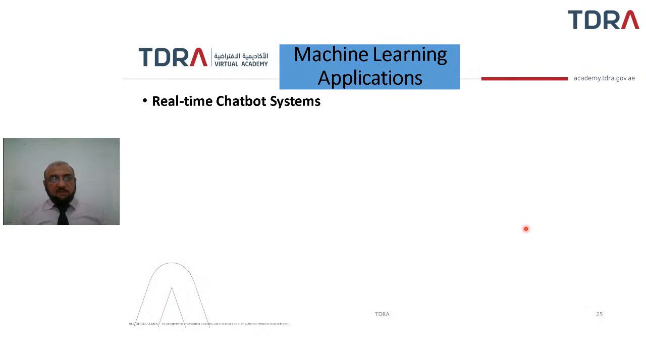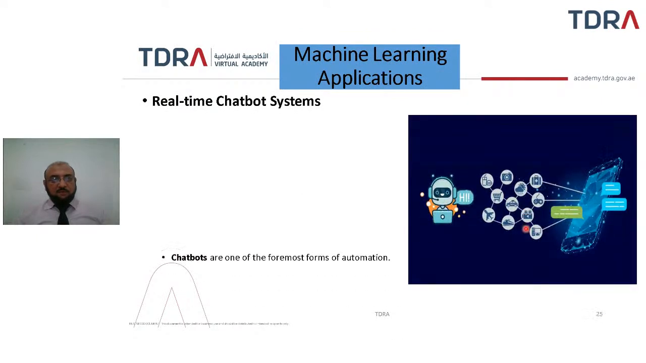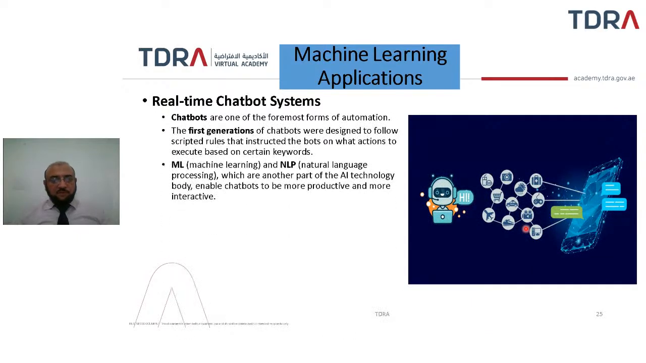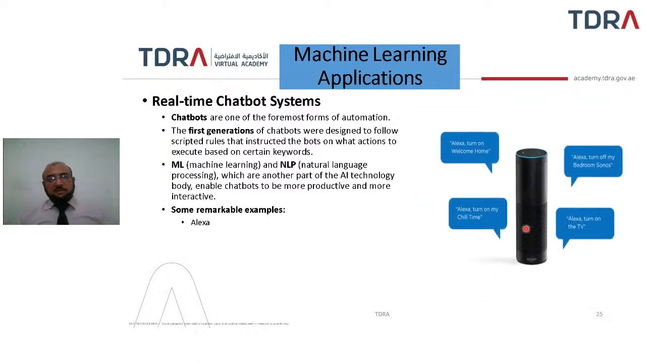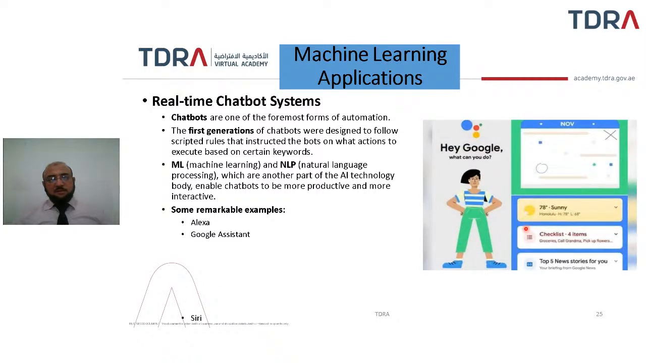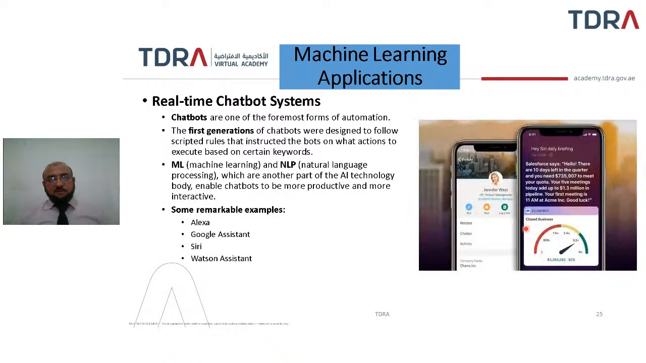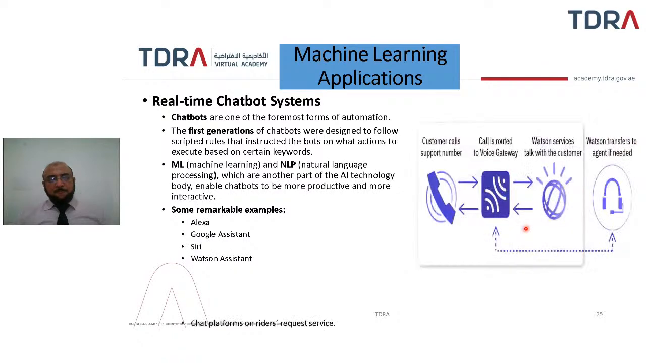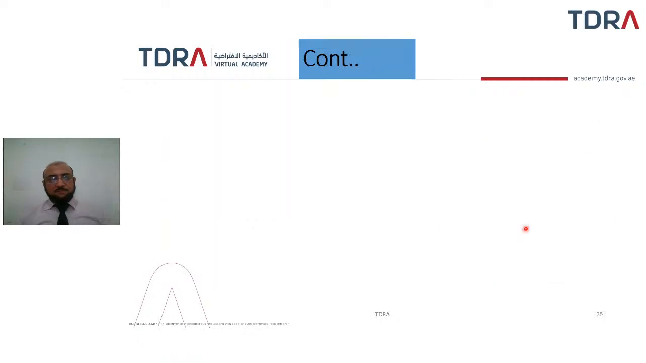Then machine learning applications. Real-time chatbots are one of the foremost forms of automation. Machine learning and natural language processing, another part of AI technology, enable chatbots to be more productive and more interactive. Some remarkable examples are Alexa, Google Assistant, Siri, and Watson Assistant. Then we have chat platforms for rider request services.